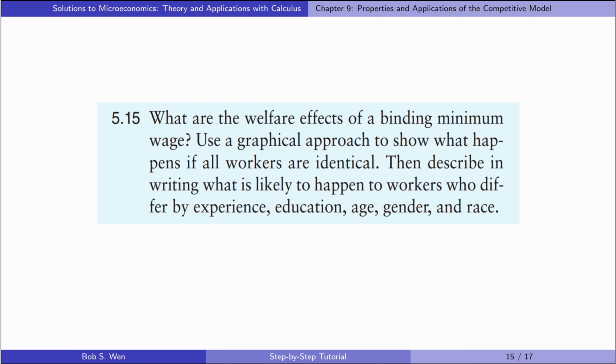Let's answer exercise 5.15. What are the welfare effects of a binding minimum wage? Use a graphical approach to show what happens if all workers are identical. Then describe in writing what is likely to happen to workers who differ by experience, education, age, gender, and race.